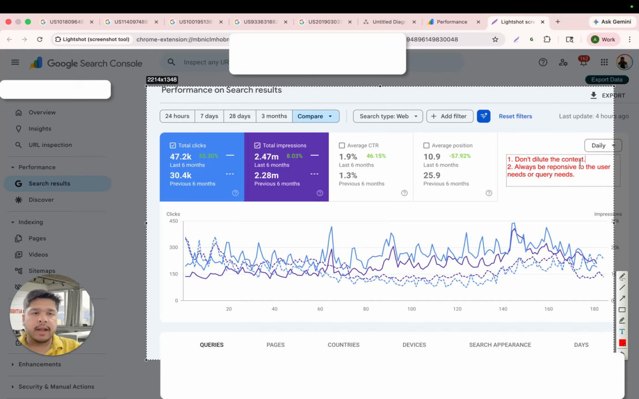But when I say don't dilute the context, I can give one very easy example that you can follow. For example, let's say your title is something like benefits of drinking water, right?